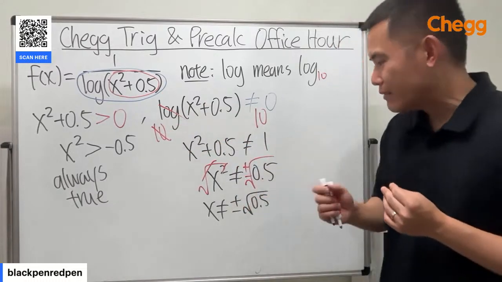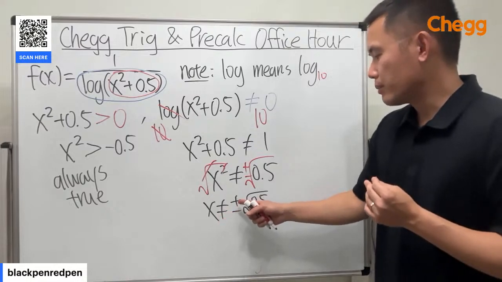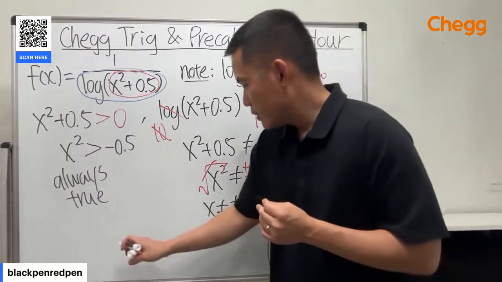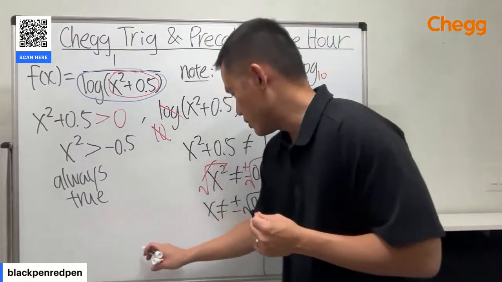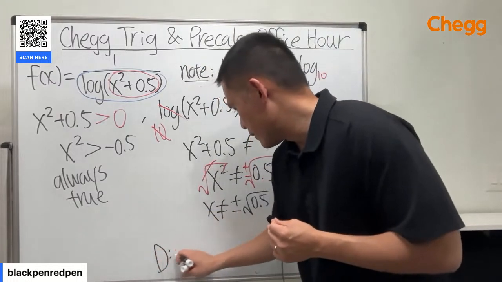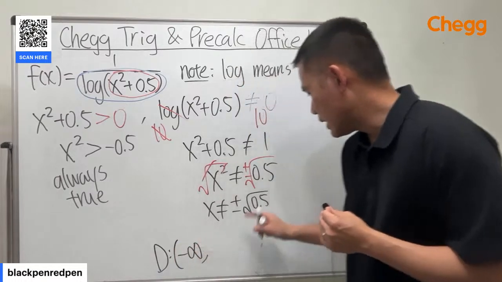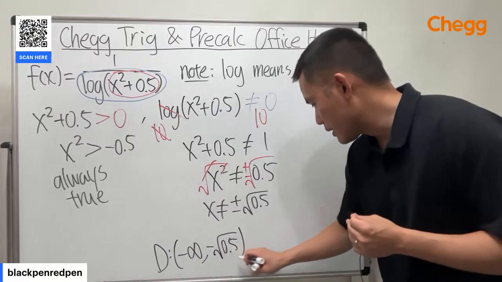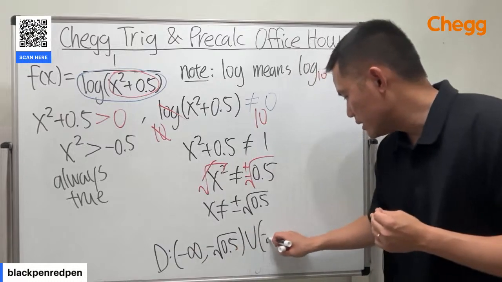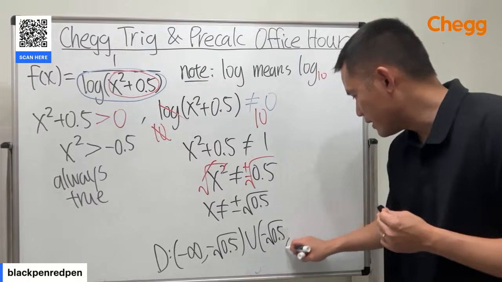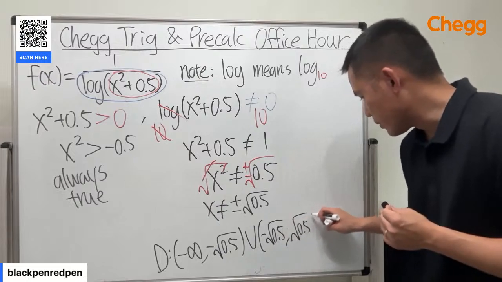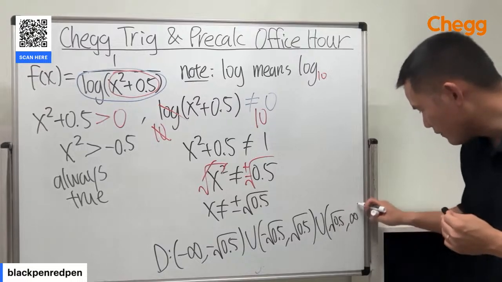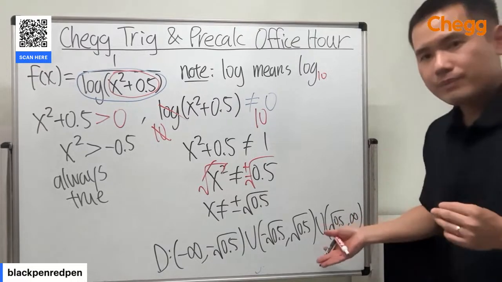So combining all these conditions, we have to make sure x is not equal to plus or minus square root of 0.5. That's all. To write the interval notation, I'll just put this down here. We can go from negative infinity up to negative square root of 0.5, union negative square root of 0.5 to positive square root of 0.5, union square root of 0.5 to infinity.